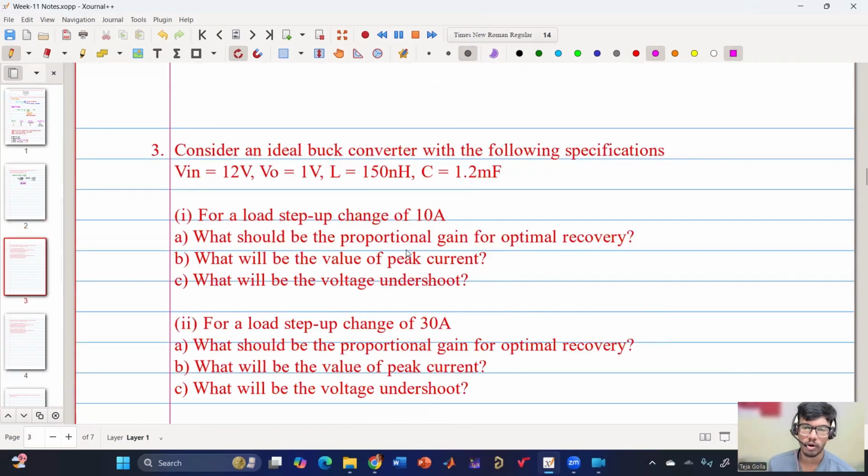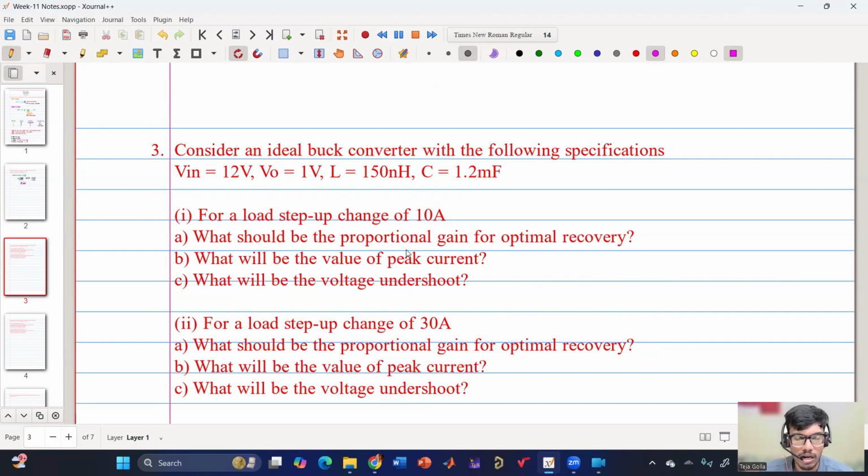This problem is a little bit lengthy and it involves more calculations. But I have given it like the first part and second part are the same, only the load step change is different. Let me read it out for you.